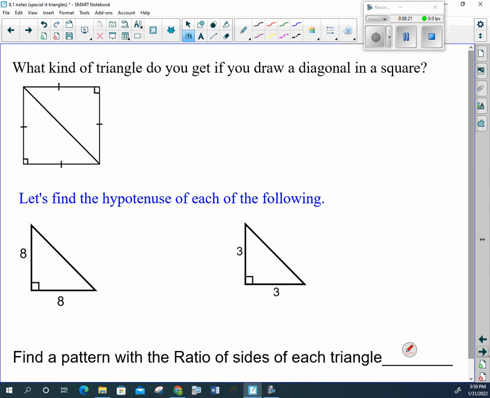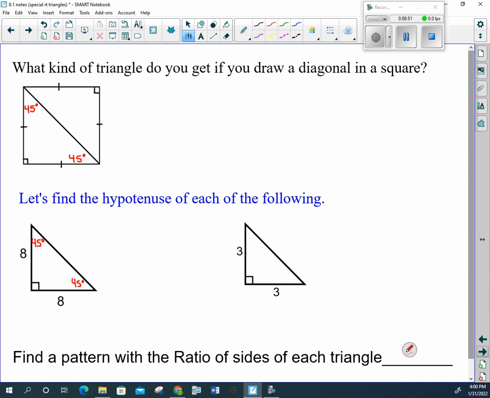Okay, so now we're going to go ahead and talk about our first special triangle, our 45-45. It says, what kind of triangle do you get if you draw a diagonal in a square? You get an isosceles triangle, and these base angles right here, we'll call them 45 and 45. So those are 45 degrees apiece. It says, let's find the hypotenuse of each of the following. So this one is 45 degrees here and 45 degrees here.